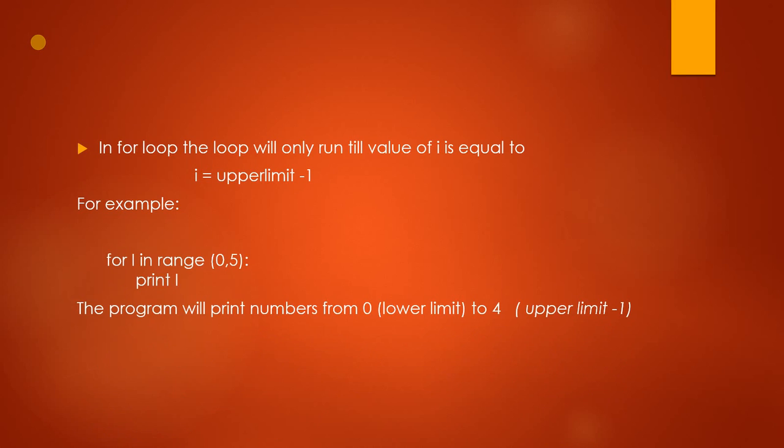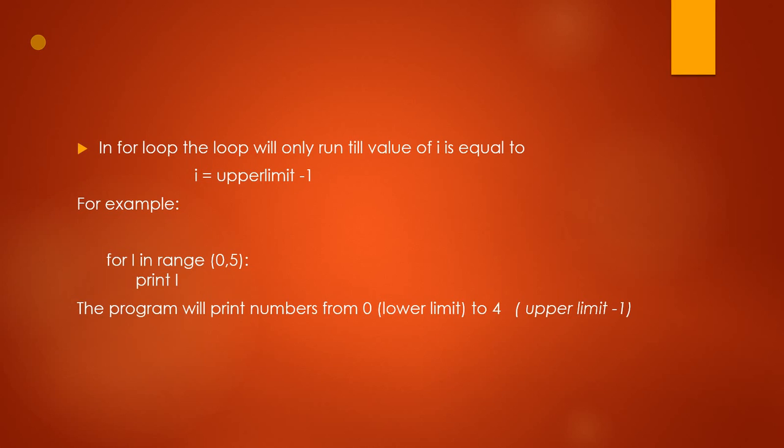What this does is that i's value is going to start from 0 and it will keep on incrementing until it reaches 4, not 5, till 4. So what we're going to get in the output screen is 0, 1, 2, 3, 4. We're going to get these 5 numbers printed onto our output screen by just entering these 2 lines of code.